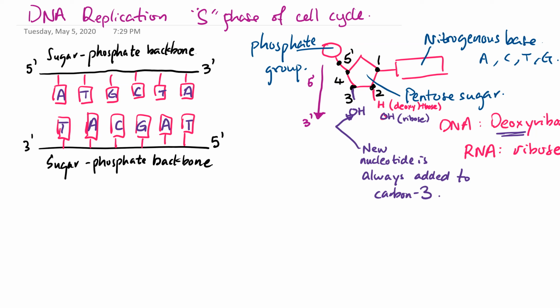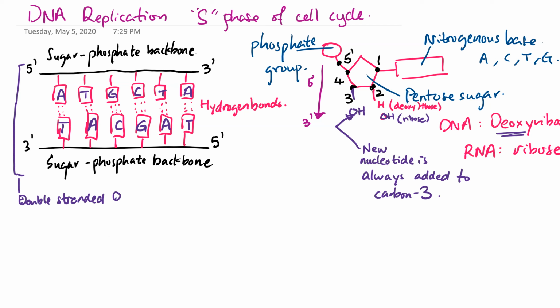And in between those bases, they are connected by hydrogen bonds. So A and T, T and A, GC, GC, TA, and AT, right? So in between them are hydrogen bonds. This is the attraction that holds the double strands together. So I have labeled the double-stranded DNA.